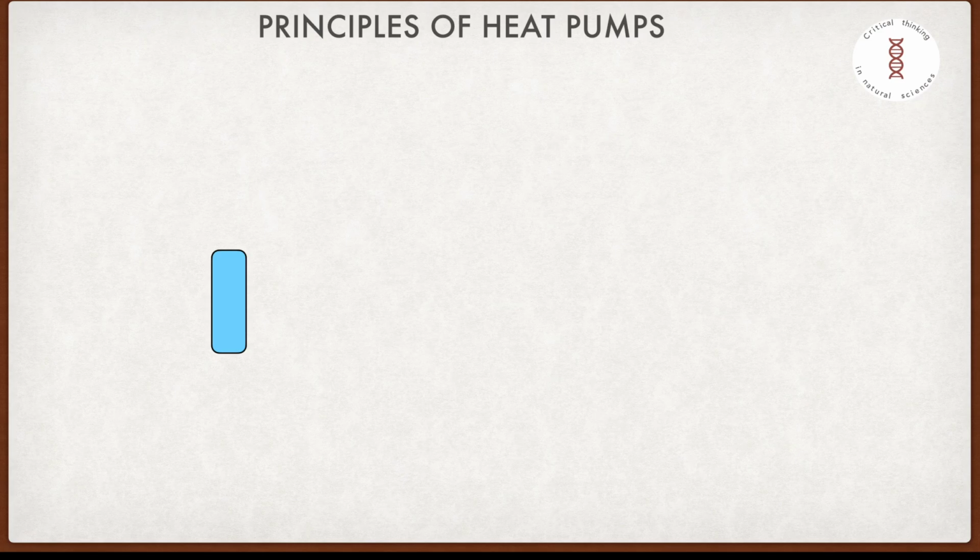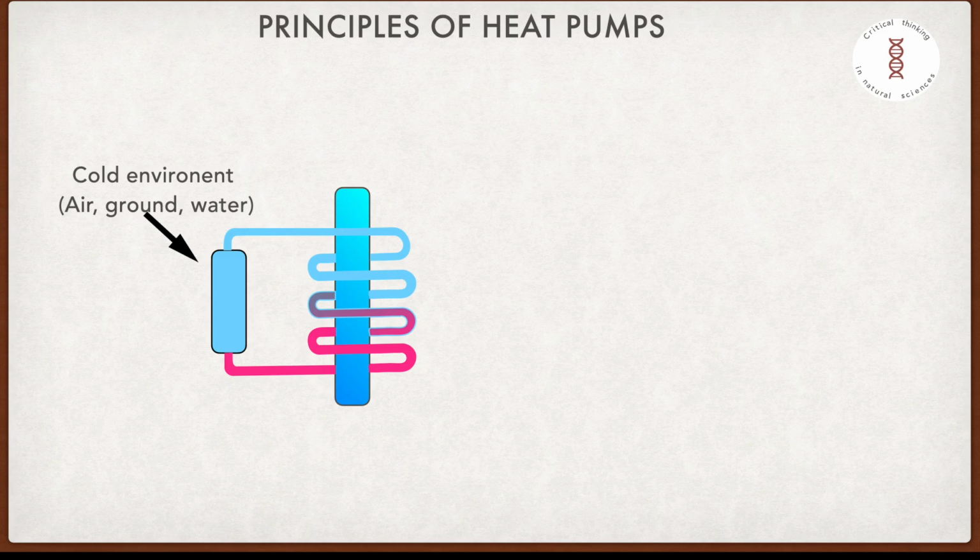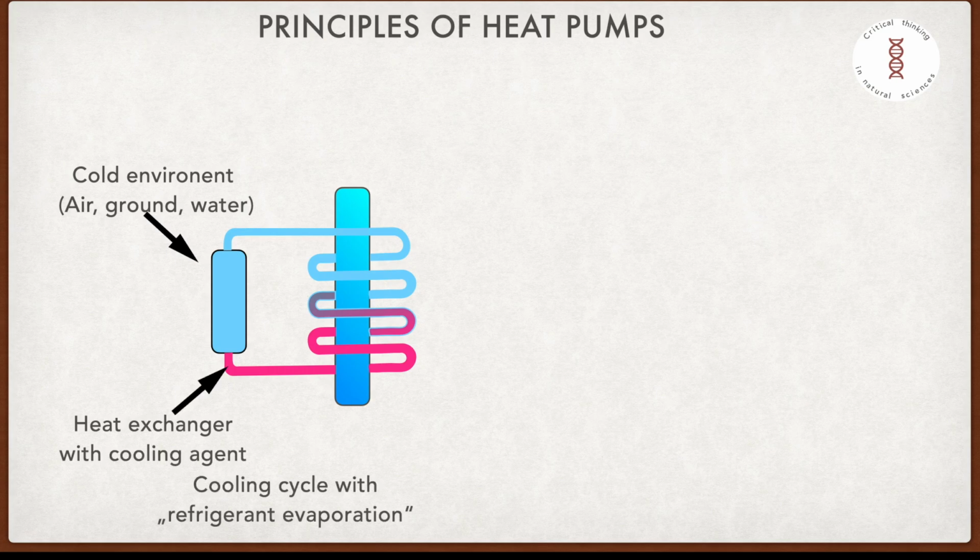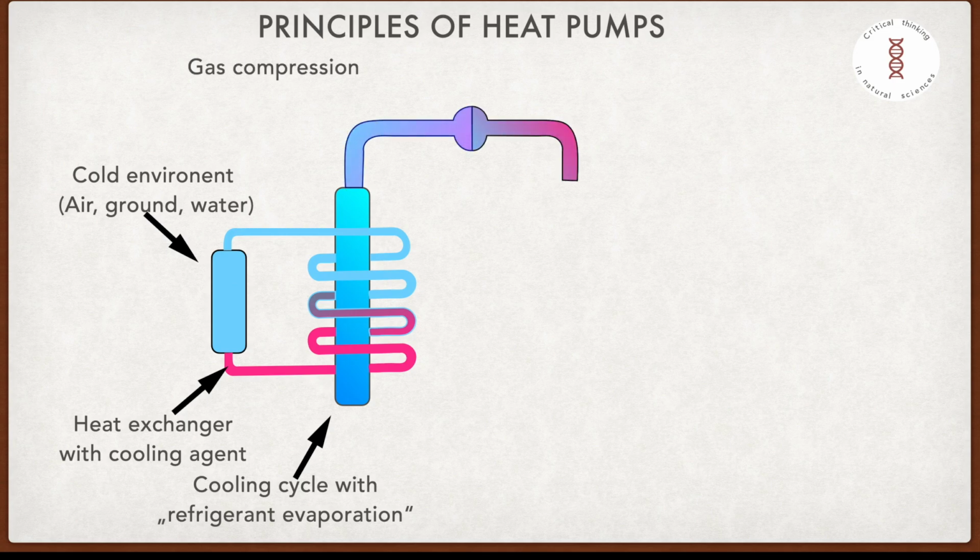We have a collector that collects the heat from the cold environment, that is the air, ground or groundwater. This heat is then collected further with a heat exchanger and conducted to the cooling cycle. The cooling cycle contains a refrigerant. This refrigerant is a liquid that evaporates if it takes up heat. It evaporates, then it is conducted to a compressor, and then the gas is compressed.